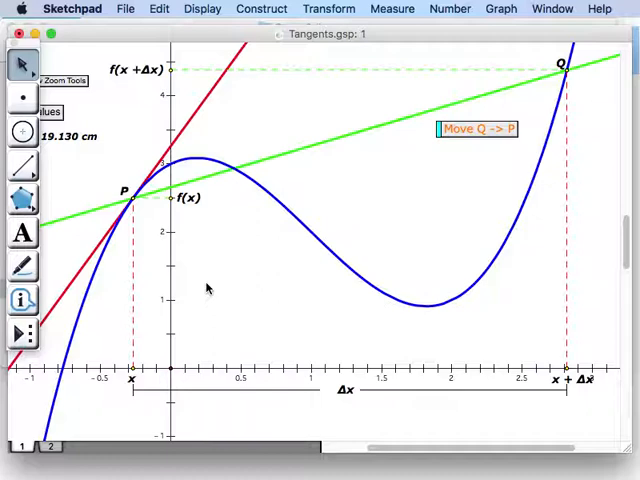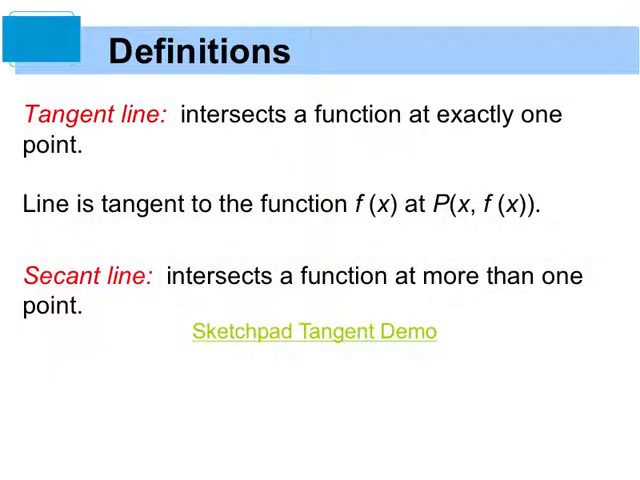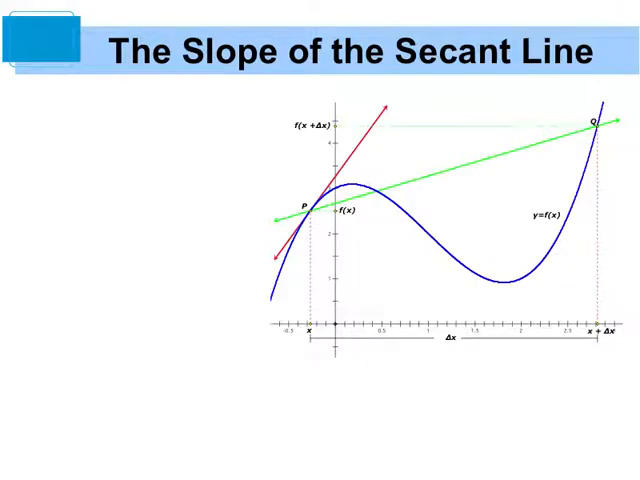Okay, so 2 points. 1 point is P at x comma f of x. 1 point is Q at x plus delta x comma f of x plus delta x. Question number 1, what's the slope of that green line? Go to the next slide. Okay, so there's the picture. How do I find the slope of that green line?